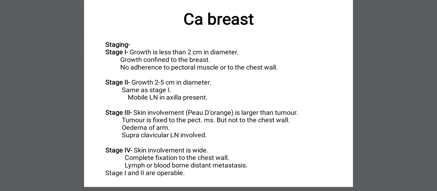This is stage first. Now in stage second, it is the same as stage first, but there are affected mobile lymph nodes in the axilla of the same side. The growth is 2 to 5 centimeter in diameter. So the clinical stage second appears the same as stage 1, with growth of about 2 to 5 centimeter in diameter and affected mobile lymph nodes in the axilla of the same side.